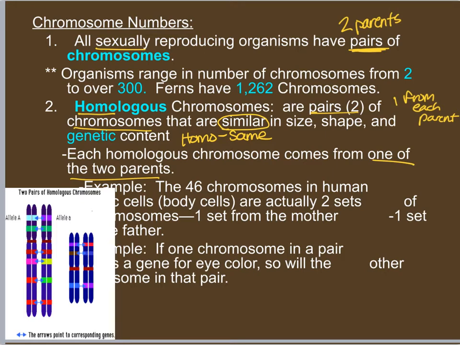Anyway, with homologous chromosomes, in humans, you have 46 chromosomes in your body cells, in your somatic cells. That is considered the diploid number.